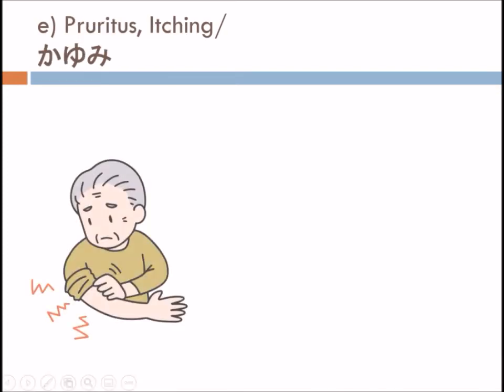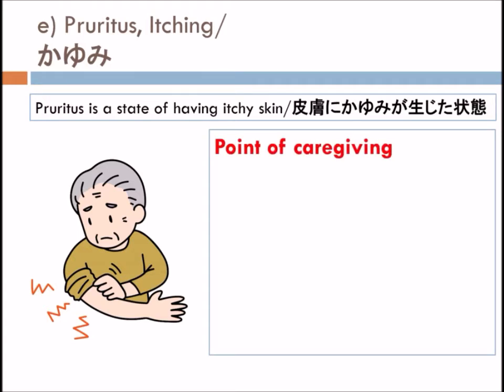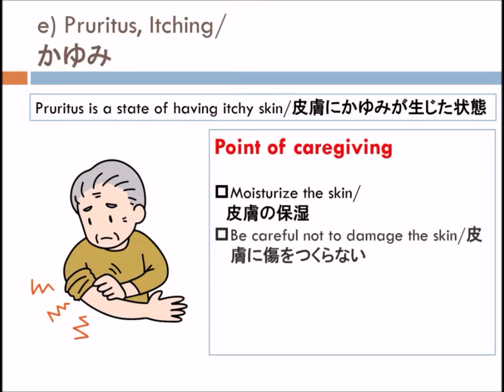Pruritus, itching. Pruritus is a state of having itchy skin, caused by dry skin due to aging, change in temperature and humidity, type of clothes, etc. Symptoms are flare, rash, frustration, etc. Point of caregiving. Moisturize the skin. Be careful not to damage the skin.